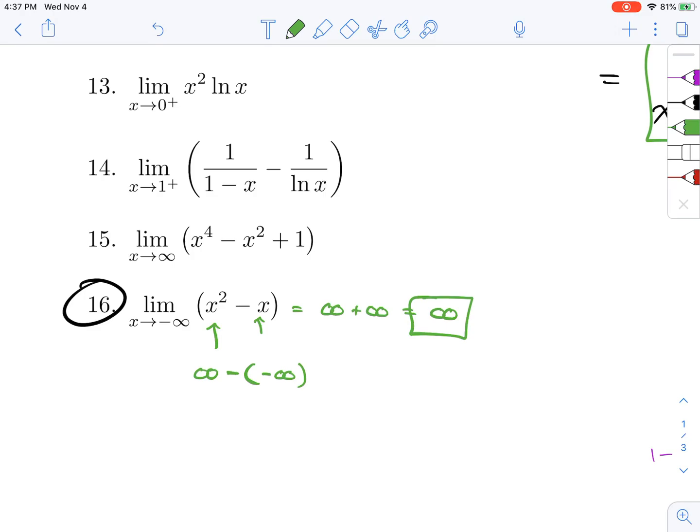While we're at it, let's look at 15 too. X is going to infinity. And honestly, I could have done 16 a different way. I could have looked at it and said, this is the dominant term, so it's going to win. And when x goes to negative infinity, x squared goes to positive infinity. And I'm going to do that same thing up here. X to the fourth is the dominant term here. So when x goes to infinity, all we have to look at is x to the fourth. That's also going to go to infinity.